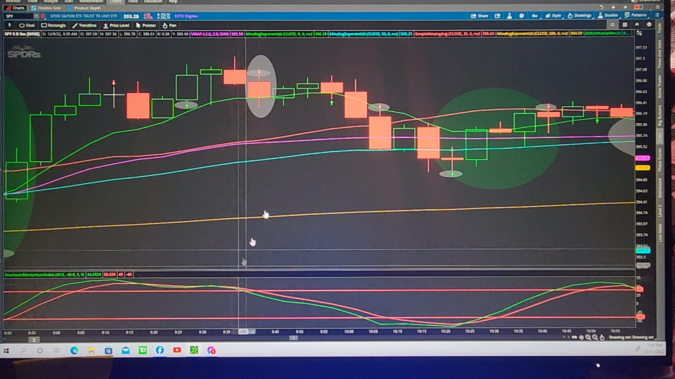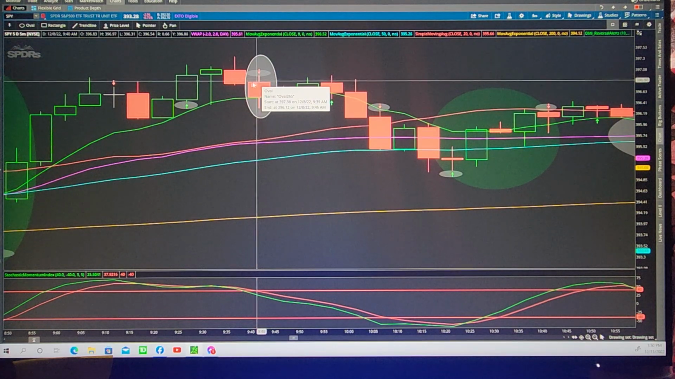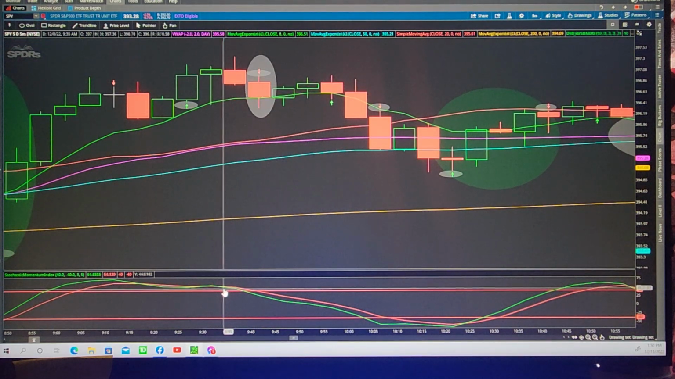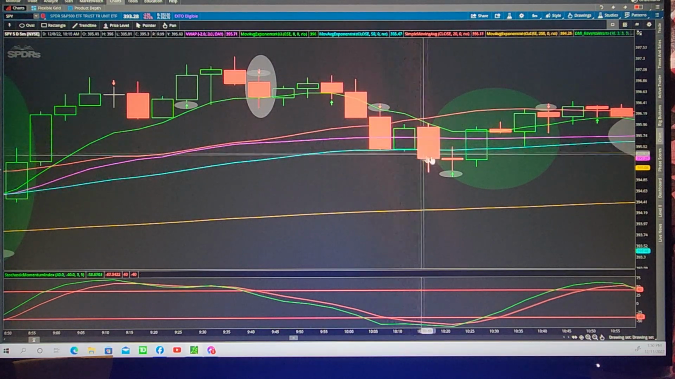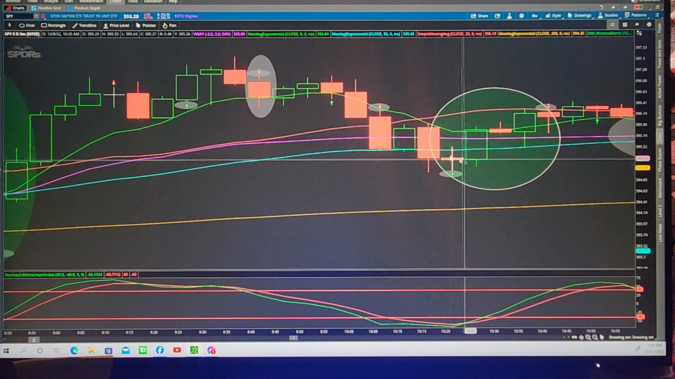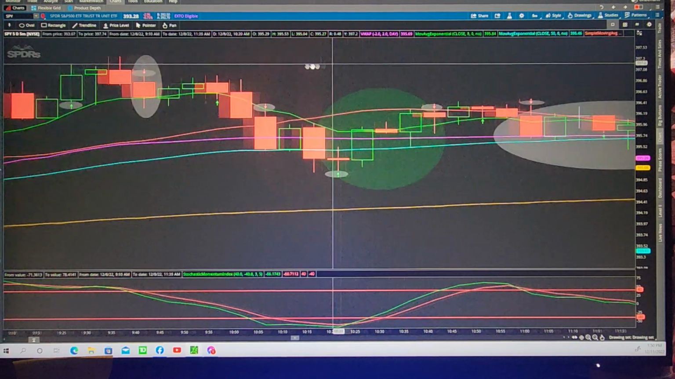So I wouldn't have taken this play, although I did circle it because you could have. You got your cross a little bit late. And if you'd have bought and held through this pullback, it would have worked out fairly well in your favor. But that's not an ideal play. I wouldn't have taken it.